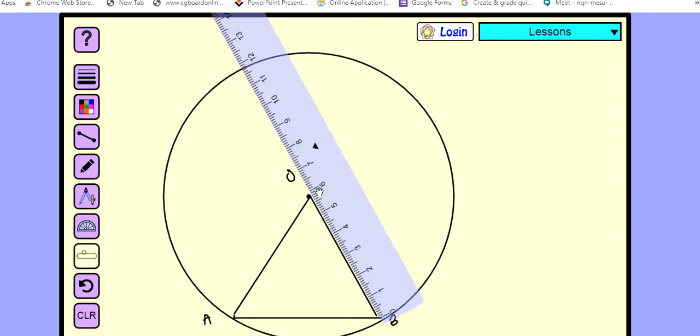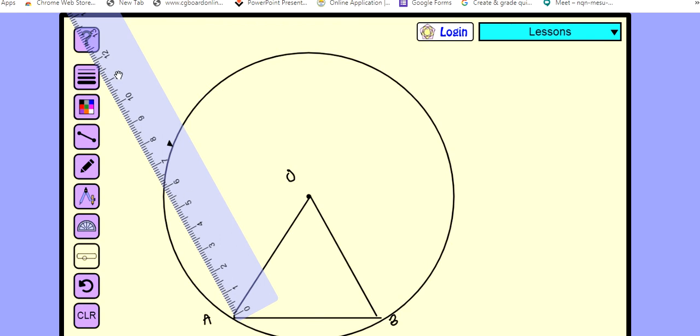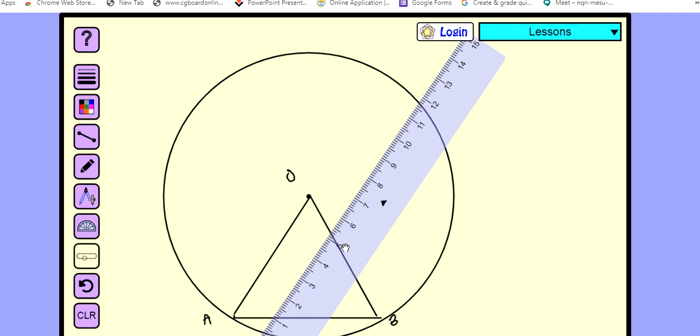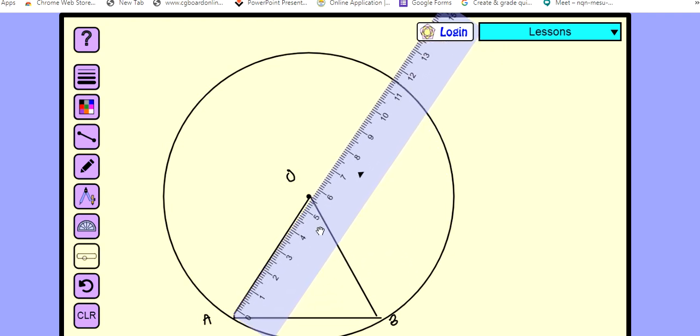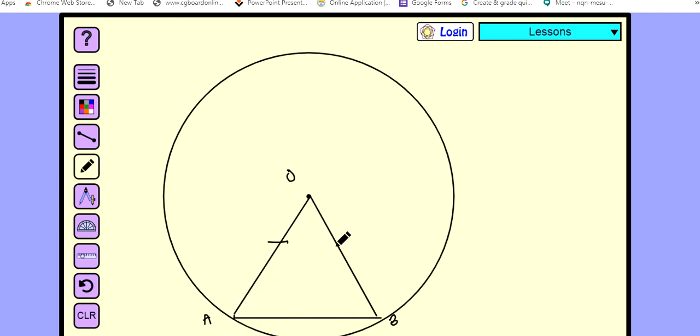As you can see this side is 6 centimeter, and as well as this side is also 6 centimeter. Okay, so two sides are equal. These two sides are equal. So this triangle is isosceles triangle. So you have to write triangle AOB is isosceles triangle.